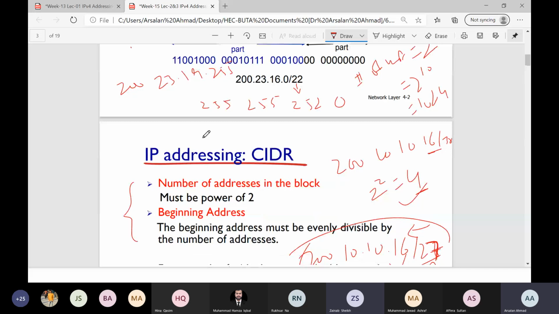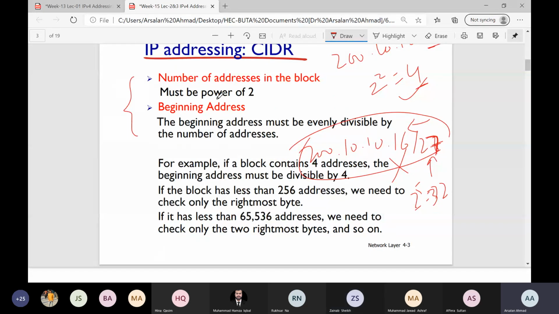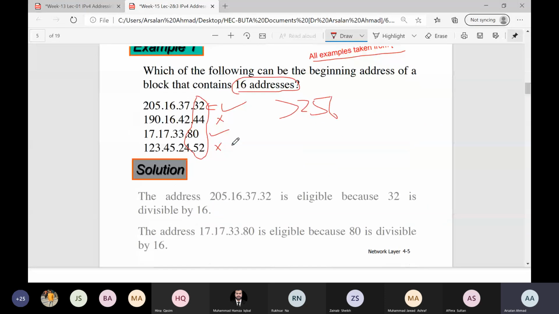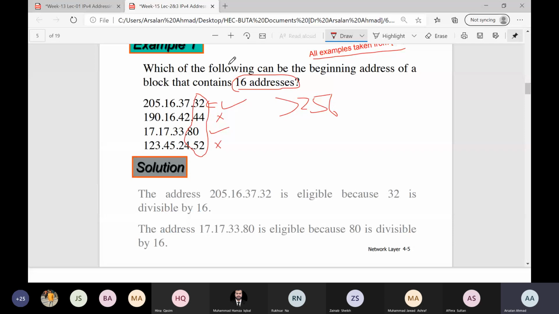Okay, these are our rules. The number of addresses in the block must be a power of 2, and the beginning address must be evenly divisible by the number of addresses. So how much portion of the beginning address do we consider? Well, it depends on the total number of addresses. One octet can have at most 256 addresses, right? If the block size is smaller than that, you don't have to look at the first three octets. Just check the divisibility constraint on the last octet. So 32 and 80 are fine. The 44 and 52 are not fine.